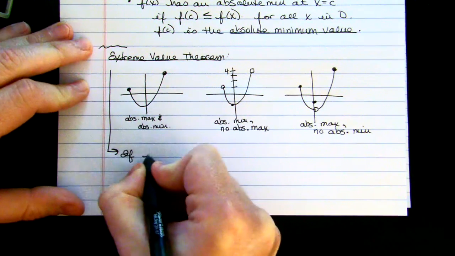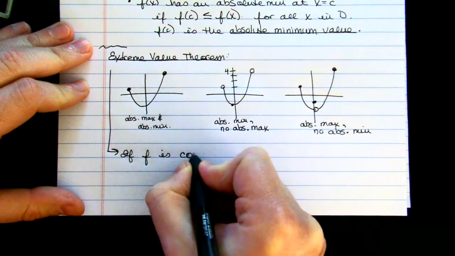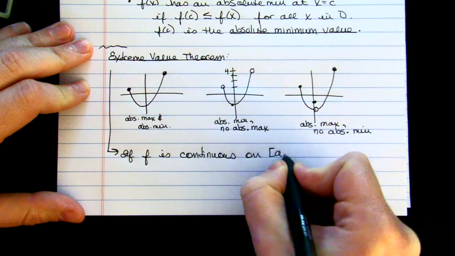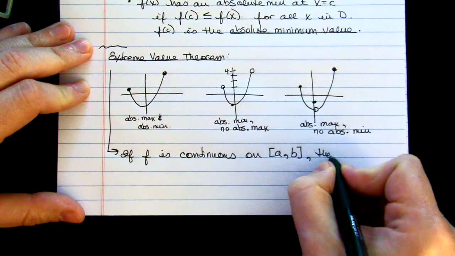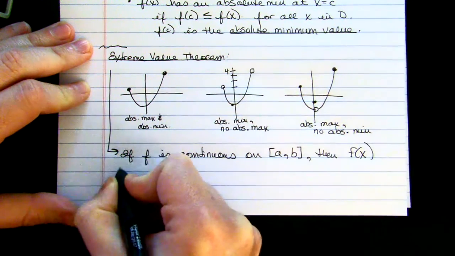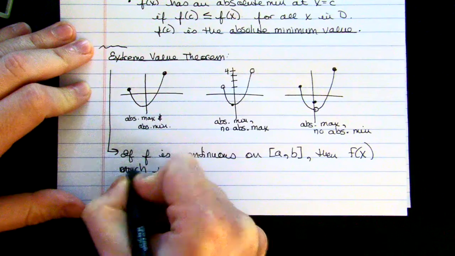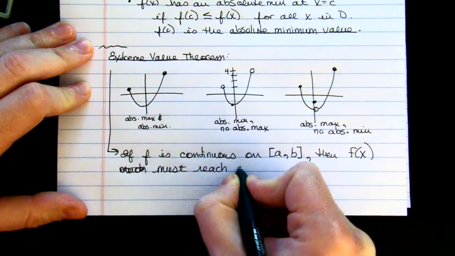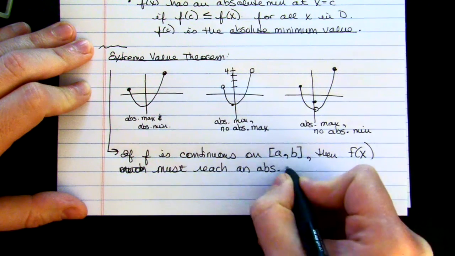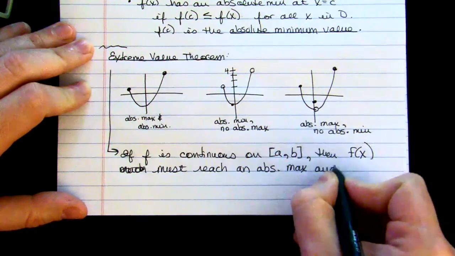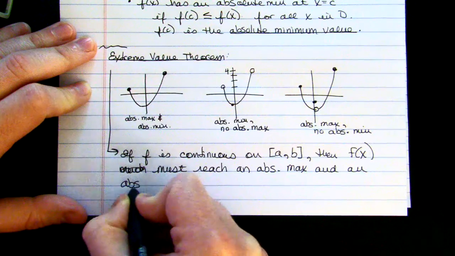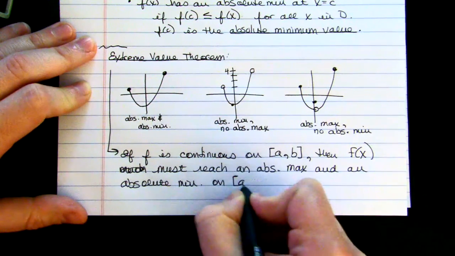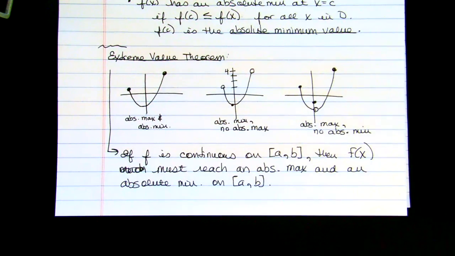It says if f is continuous on a closed interval, a to b, then f of x must reach an absolute max and an absolute min on the interval a to b. Take a moment and copy that down.